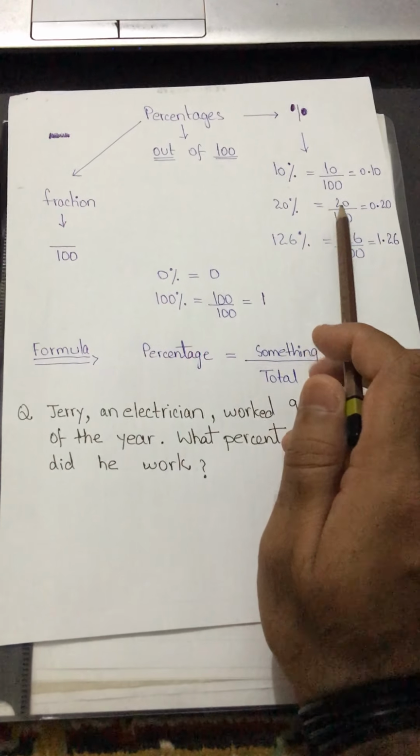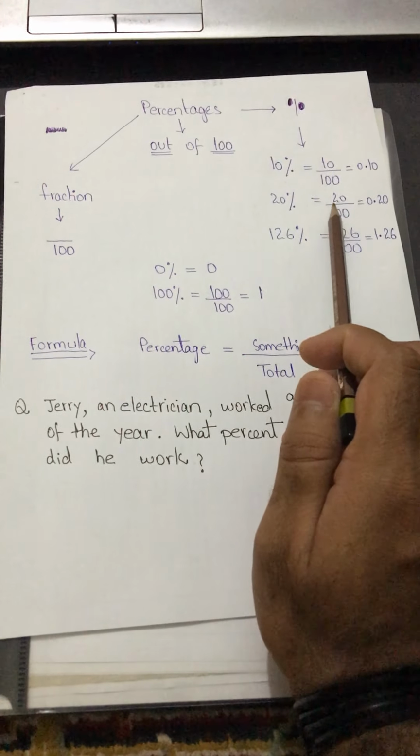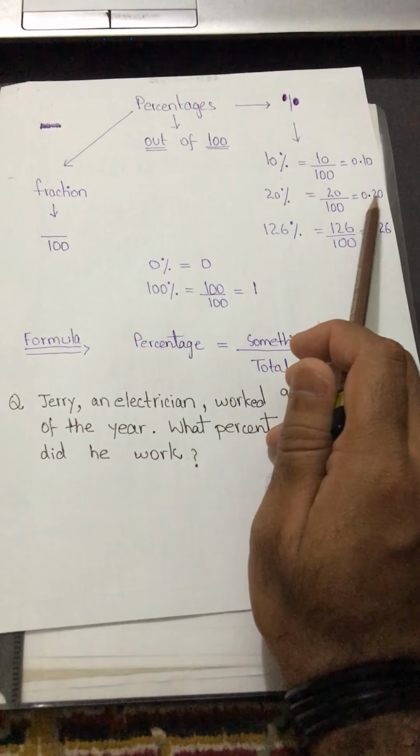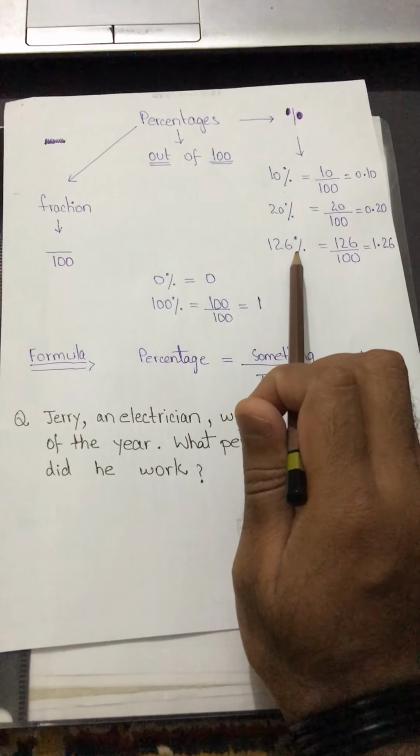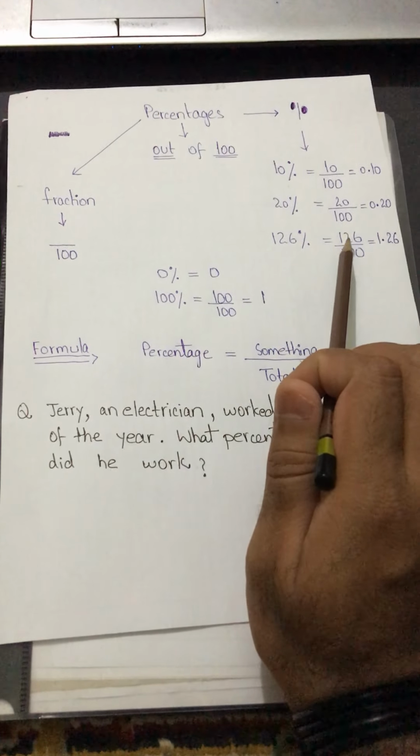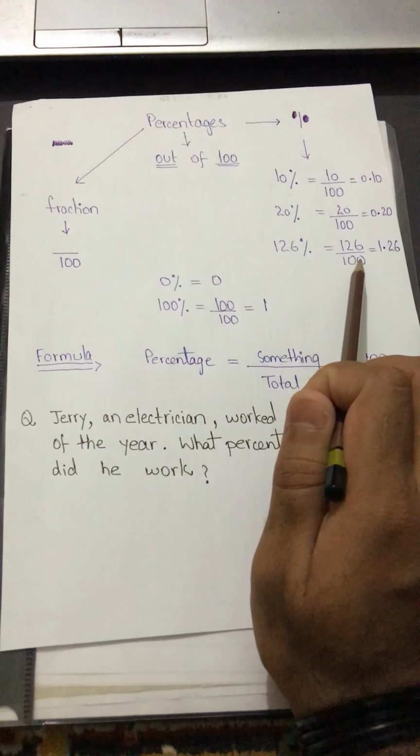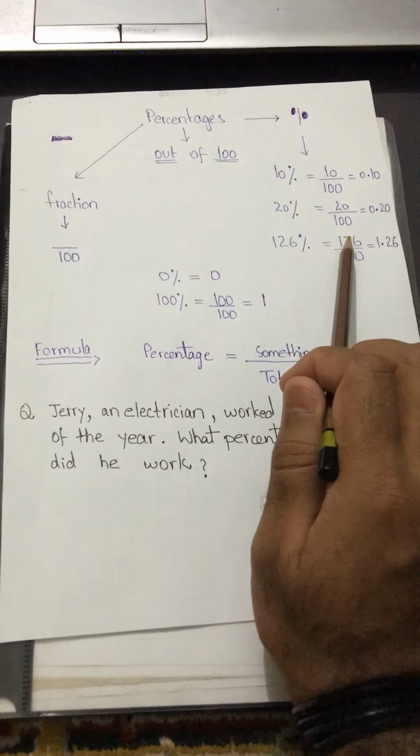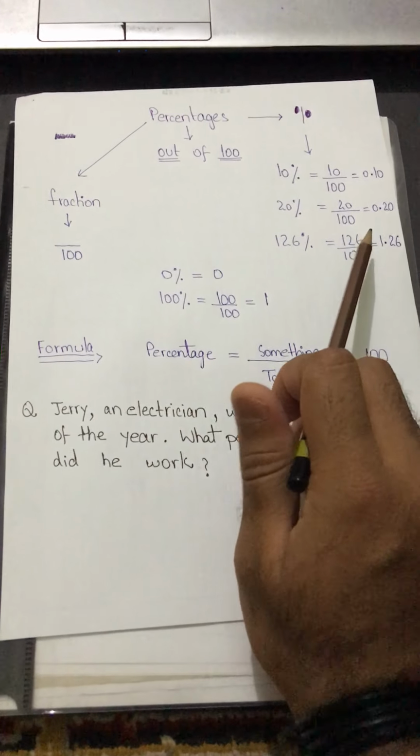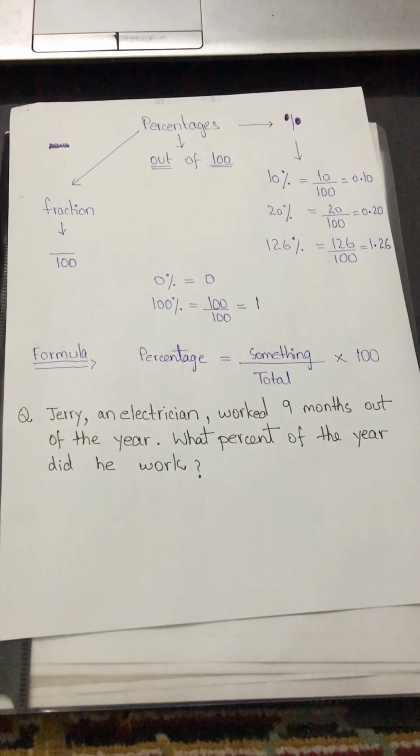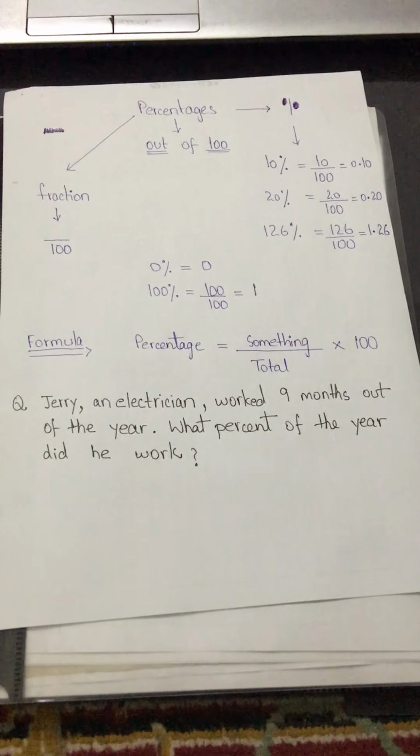20% will be written as 20 upon 100 in the form of fraction, and I can divide these two numbers to get my answer in decimal form, and that will be 0.20. And 126% can be written as 126 upon 100, and since there are two zeros in the denominator, I will shift my decimal two places and it will become 1.26. So a percentage can be greater than 100.